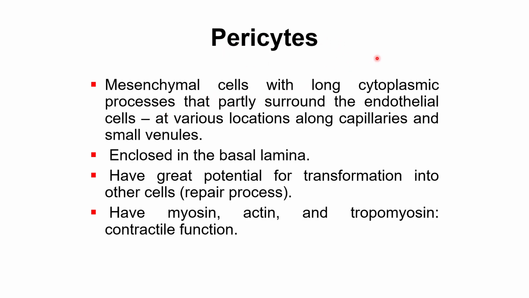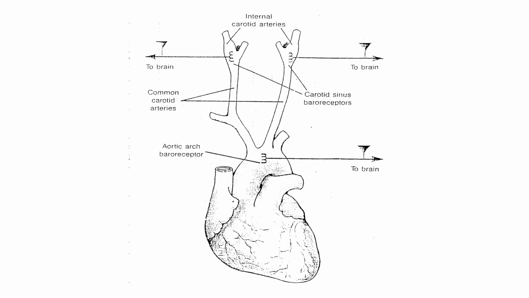A word about pericytes, which you have encountered in the capillaries and the postcapillary venules. They are of mesenchymal origin. They have prolonged processes. They surround the endothelial cells, and they are enclosed within the basal lamina, as we have seen before. They have great potential of transformation into other cells for repair of vessels or anything, and they have myosin, actin, and tropomyosin in them, so they can function as contractile cells.